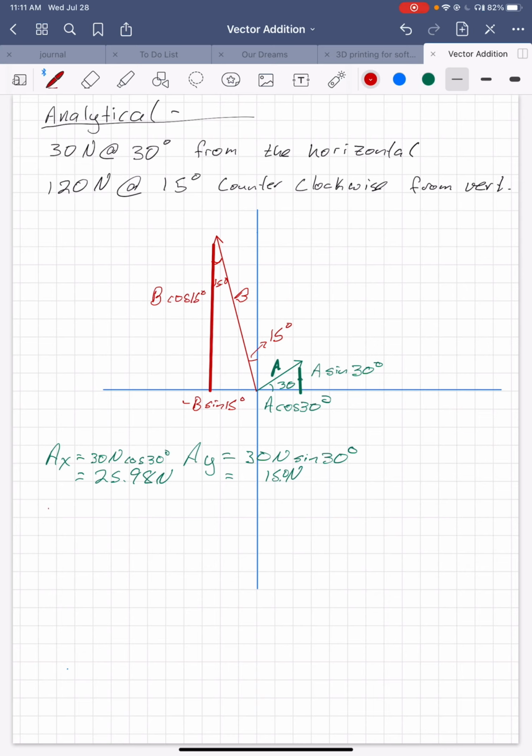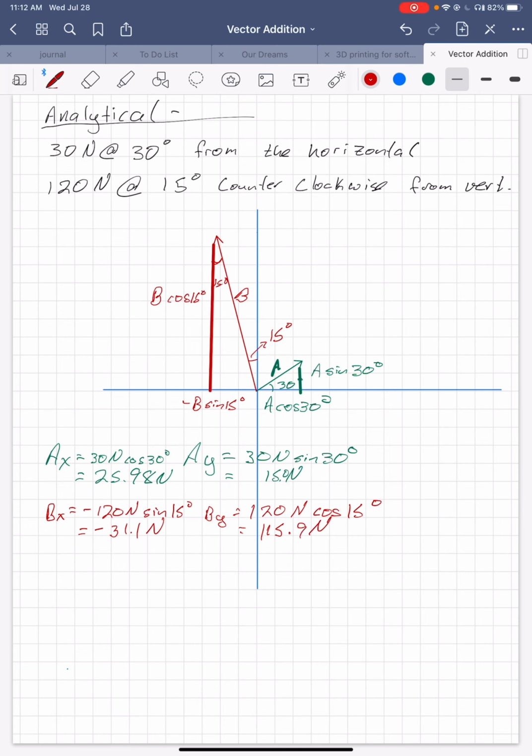And BX would be negative 120 newtons. Now it's opposite, the 15 degrees is opposite the x, so I'd say sine 15 degrees, and BY would be 120 newtons cosine 15 degrees. And that gives me values of negative 31.1 newtons and 115.9 newtons.